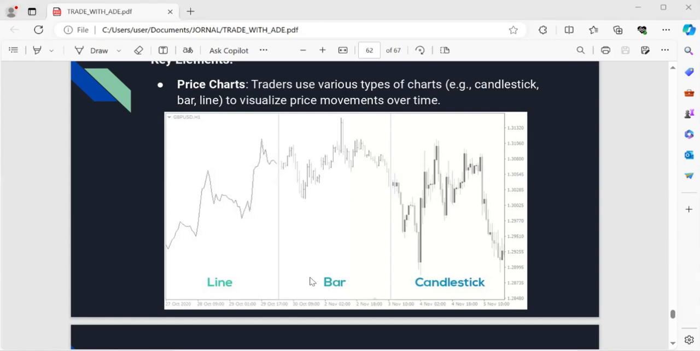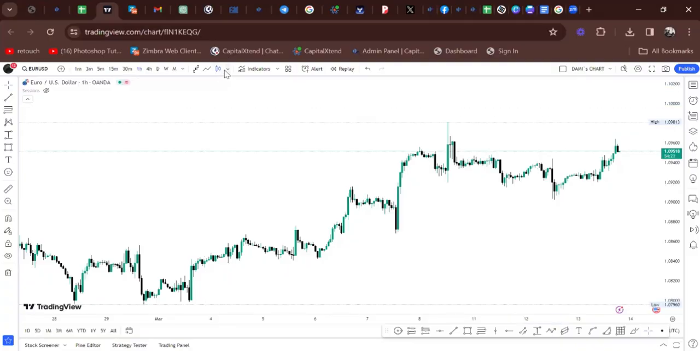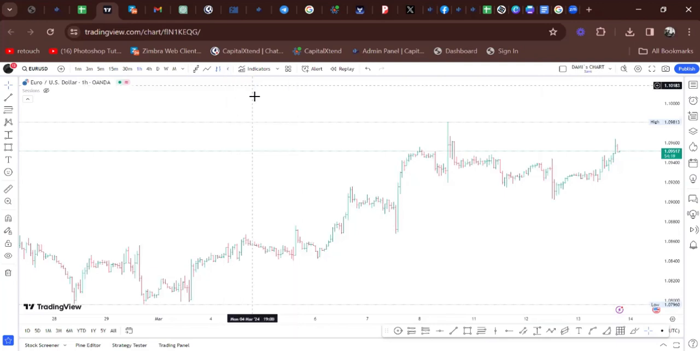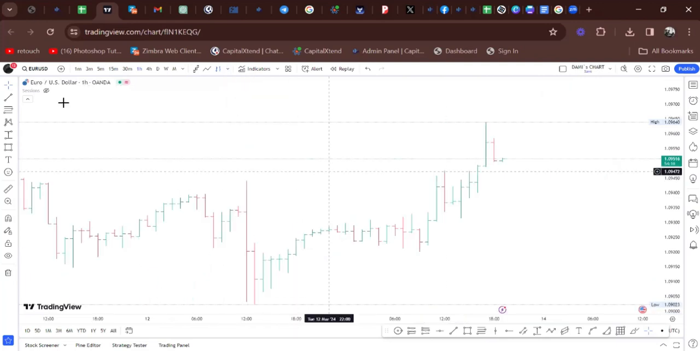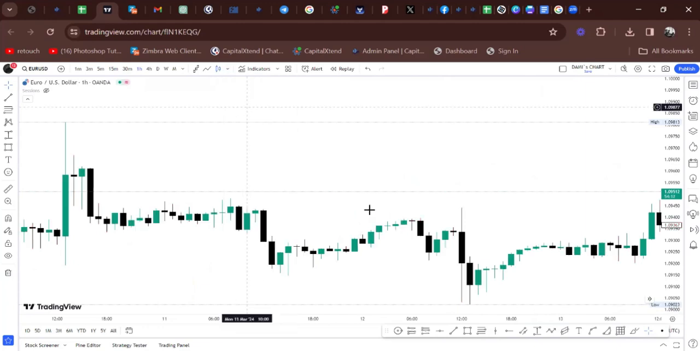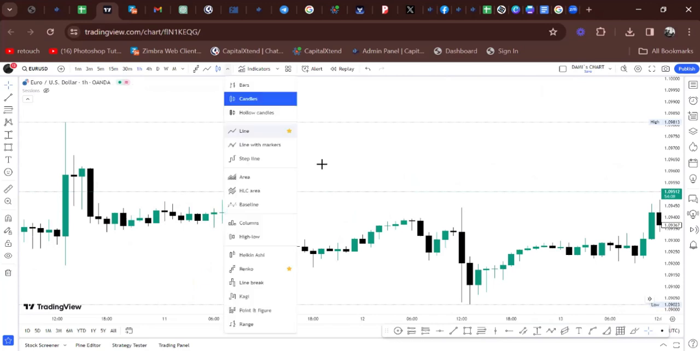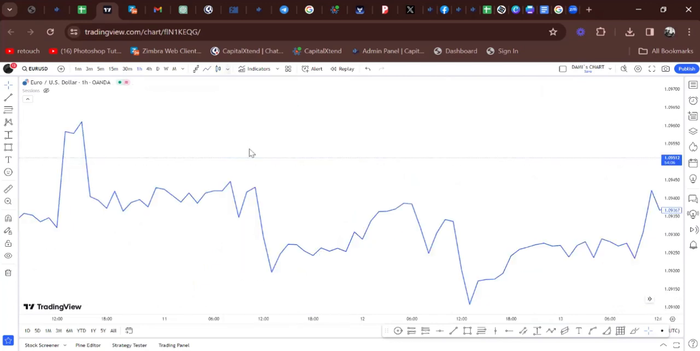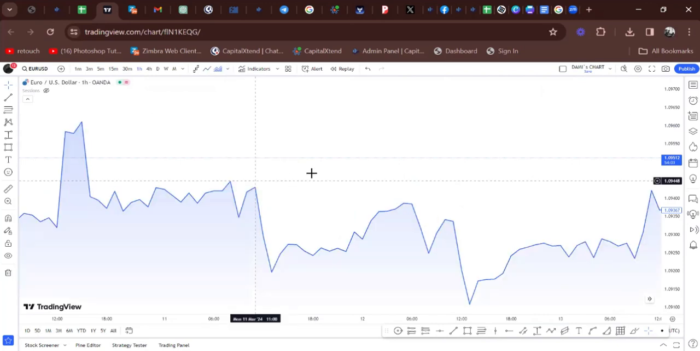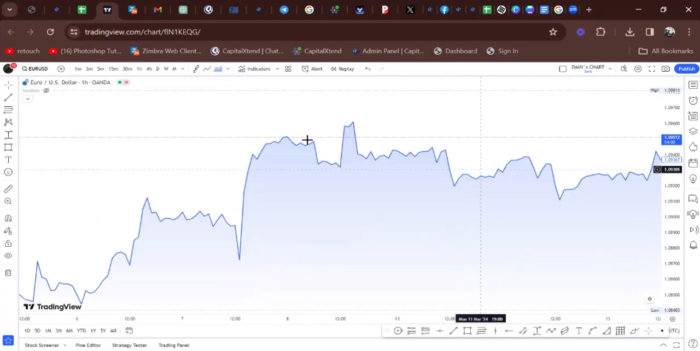So I'll be sharing my chart with you. When you come to this side, you see a list of them. We have the bar chart. When you click on the bar chart, this is what the bar chart looks like. When you use your candlestick, we all know what the candlesticks look like. When you use your line chart, see what the line chart looks like. We have a lot of them, step lines, and you can use these to analyze the market.